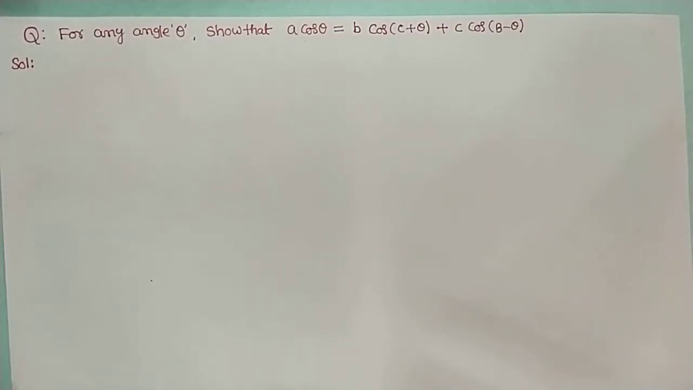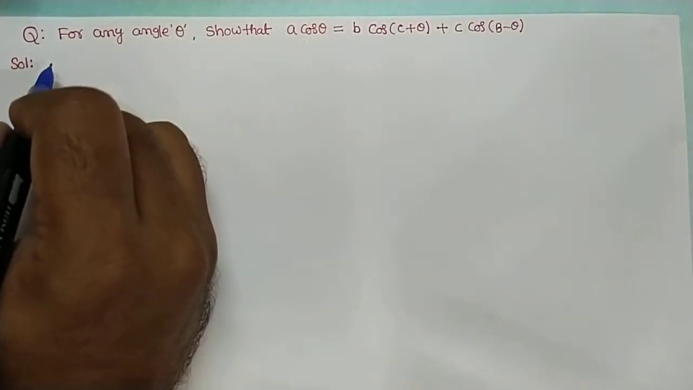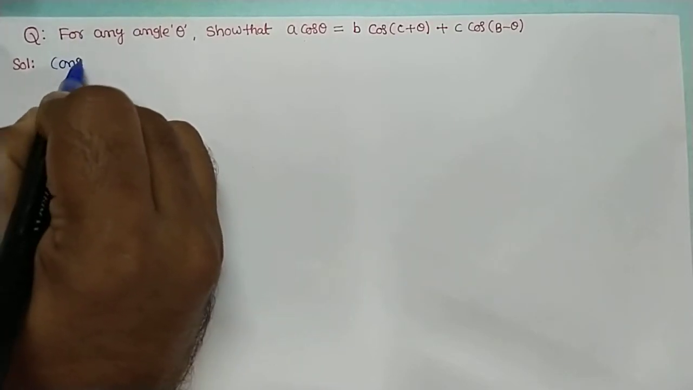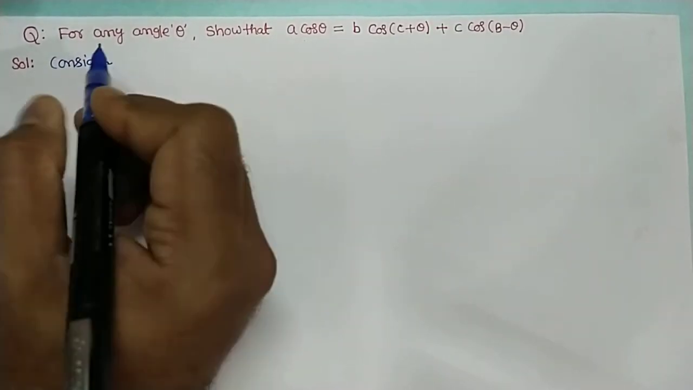The next question. For any angle theta in triangle ABC, show that a cos theta equals b into cos of (C plus theta) plus c into cos of (B minus theta). So now consider RHS. From RHS we are going to prove LHS. In reverse way we are going to do now.